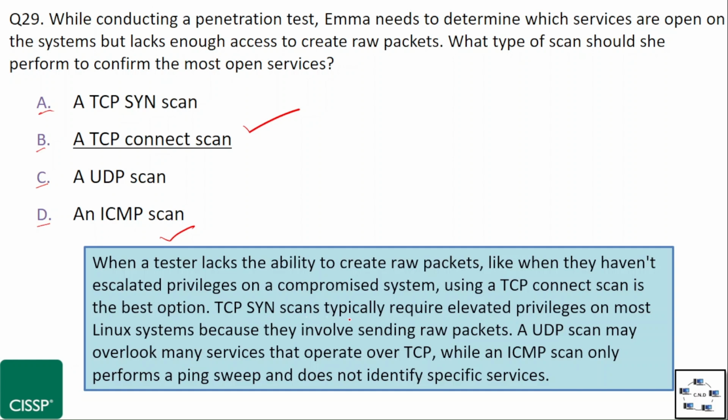TCP SYN scans typically require elevated privileges on most Linux systems because they involve sending raw packets. The UDP scan may overlook many services that operate over TCP, while an ICMP scan only performs a ping sweep and does not identify specific services.